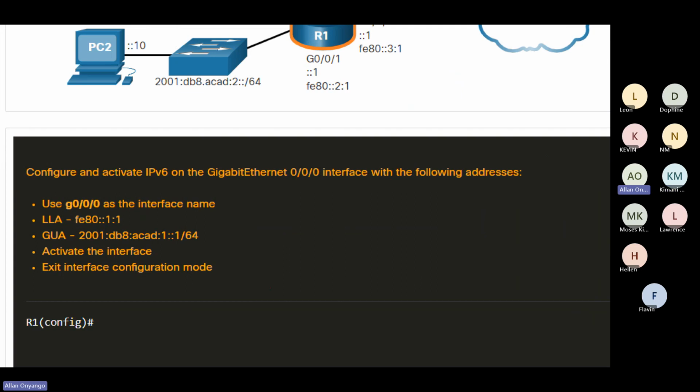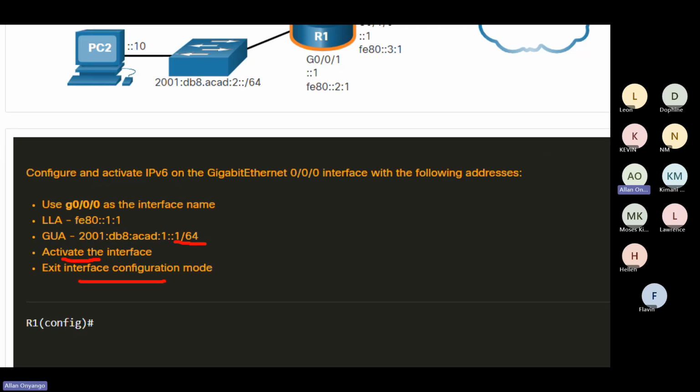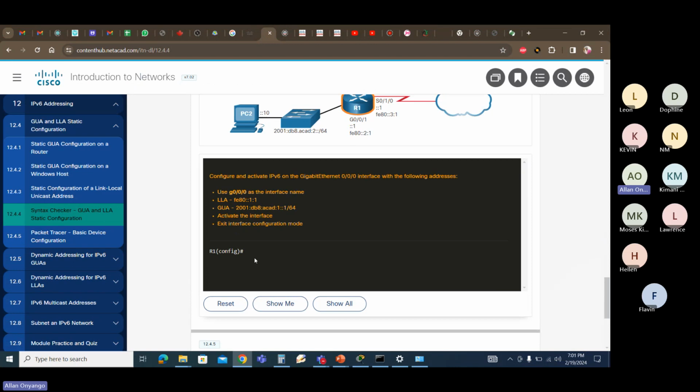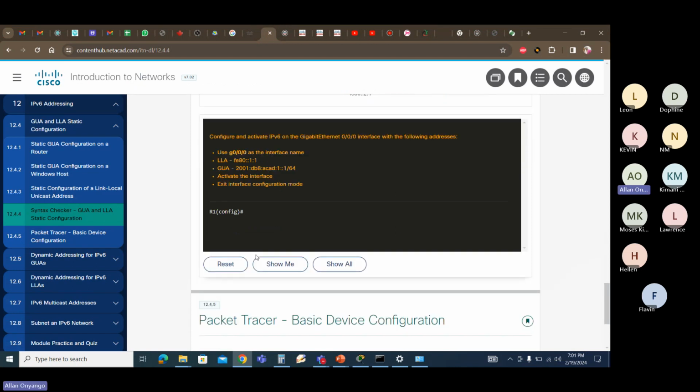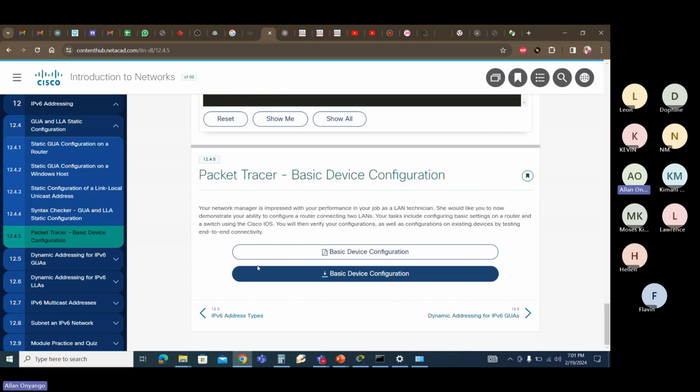IPv6, both the link local and the global unicast address, and activate the interfaces and exit the interface. Very, very interesting one for you to practice. So please mark that. That is your second assignment for today. And there's a packet tracer for it.